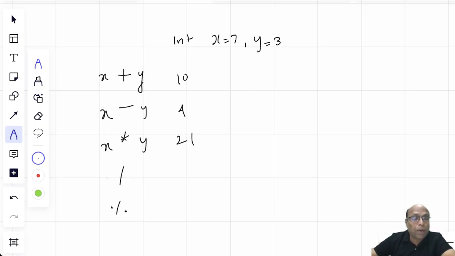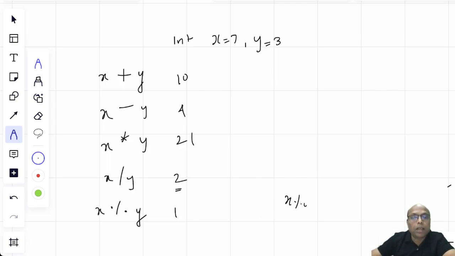X divided by y. What's the answer? I'm going to get only 2. Why only 2? It's supposed to be 2.333. Why not? I'm going to explain to you in some seconds. X mod y will give me the remainder. This gives the quotient. What is remaining? 7 divided by 3, the quotient is 2, the remaining is 1. The x mod y is being calculated like this.